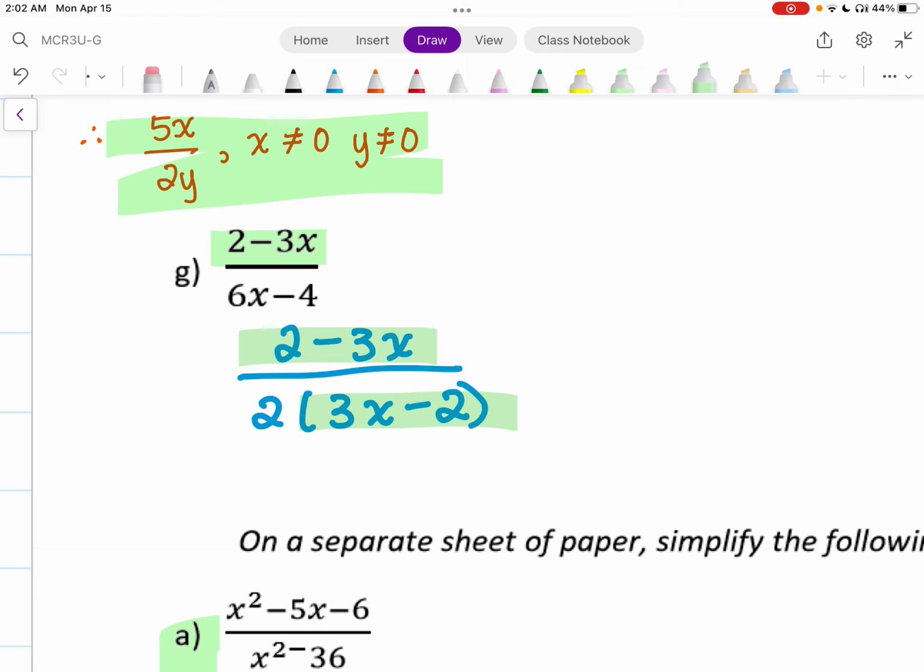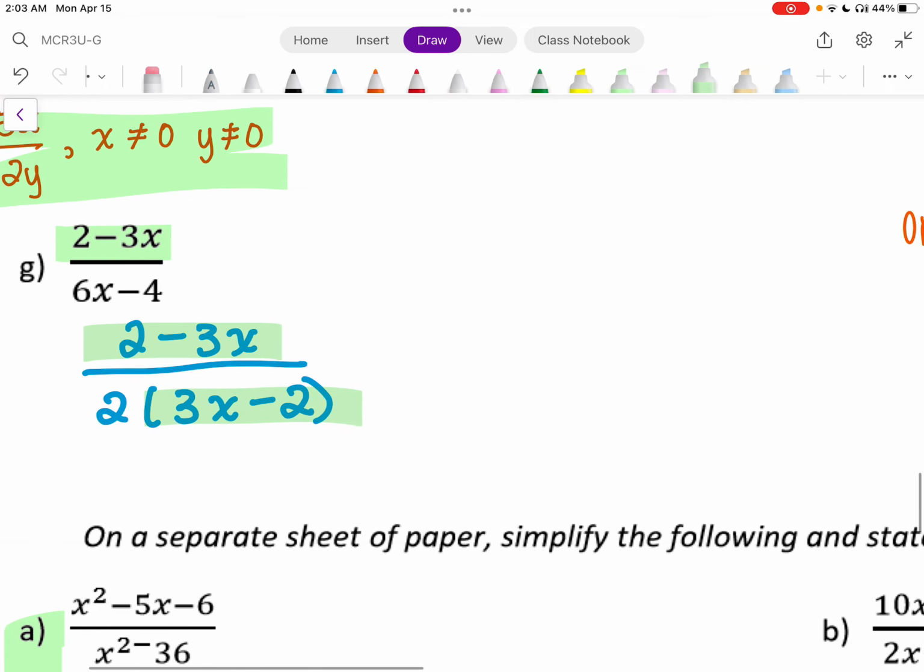So what I can do basically is I can either factor out a -1 from the top to make it the same, or I can factor out a negative from the 3x minus 2 to make it the same. It's really up to you. So in the solutions I posted online, I factored it out from the bottom, right? In this video, I'll factor it out from the top. You'll see that you'll get the same answer, so it doesn't really matter which way you do it.